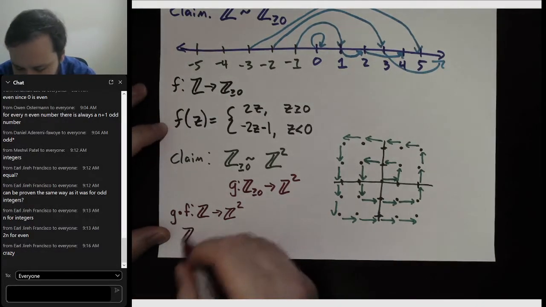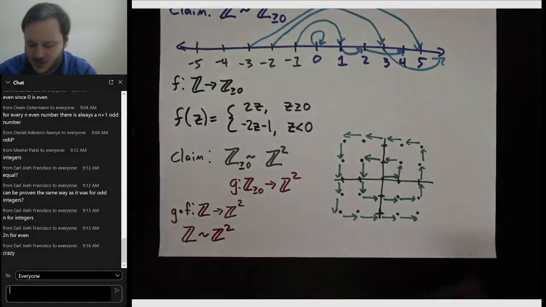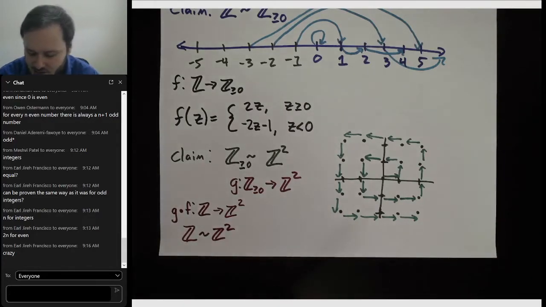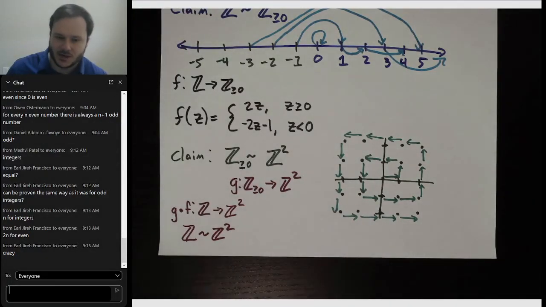So this is proof that the integers have the same cardinality as the integers squared. There's a bijection from this set to this set as well, going through this intermediate thing.